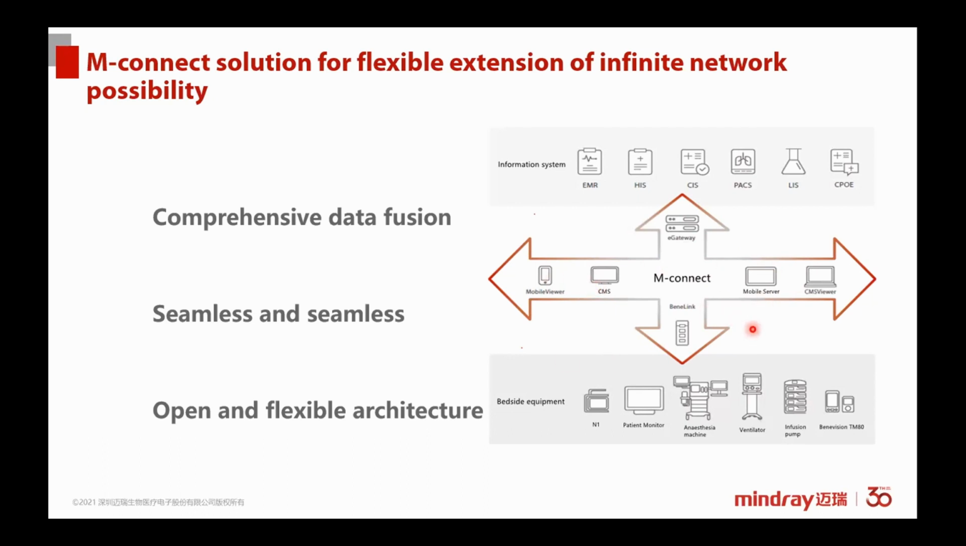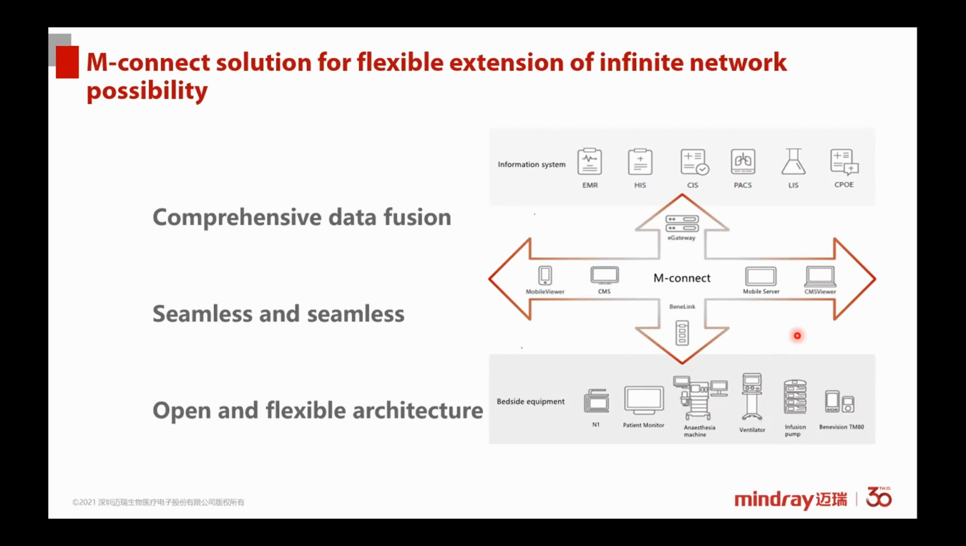Also, we have the CMS viewer, which means that, for example, the main central monitoring station in room A, you can also use the CMS viewer in room B to view the room A data. Also, for central monitoring station, we have CS, central station, and also we have WS, workstation, and also the VS, view station. For WS and VS, they need to work together with the CS.